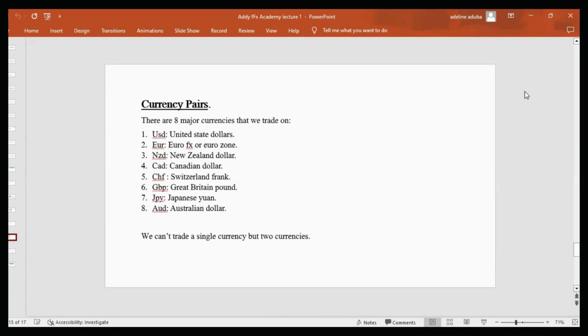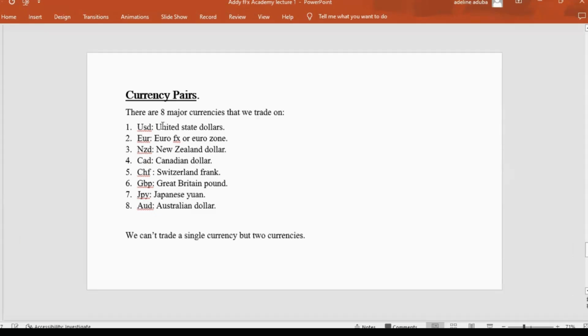So there are about 8 major pairs that we trade: the United States dollar, the Euro FX, the Euro zone. I hope you guys can hear me. Please indicate if you can hear me in the comment section. Okay. Can you guys hear me? Yes, okay. So we have the NZD, New Zealand dollar. We have the Canadian dollar. We have the Swiss franc, that's the CHF. We have the Japanese yen, that's JPY. We have the AUD, Australian dollar.